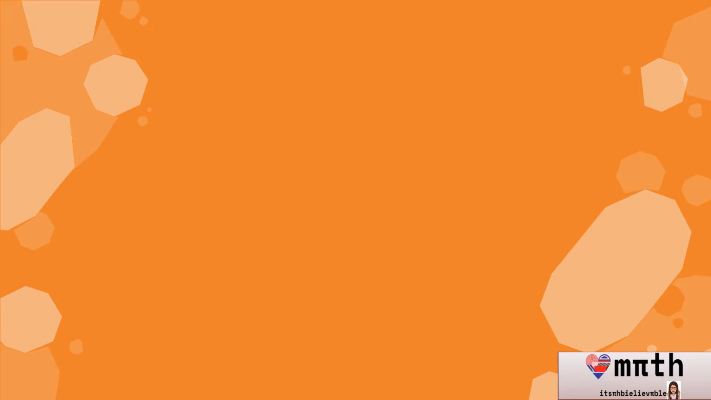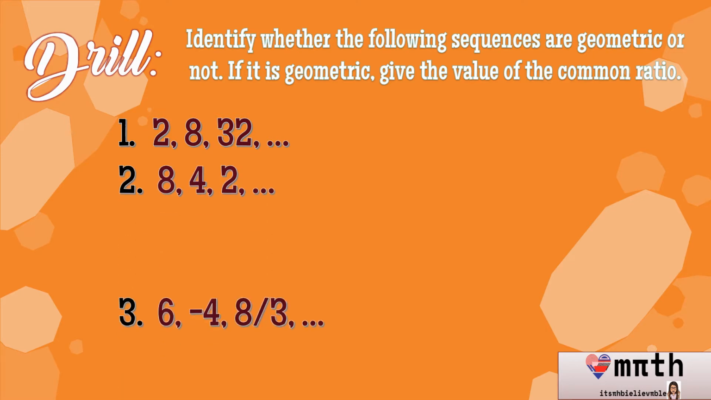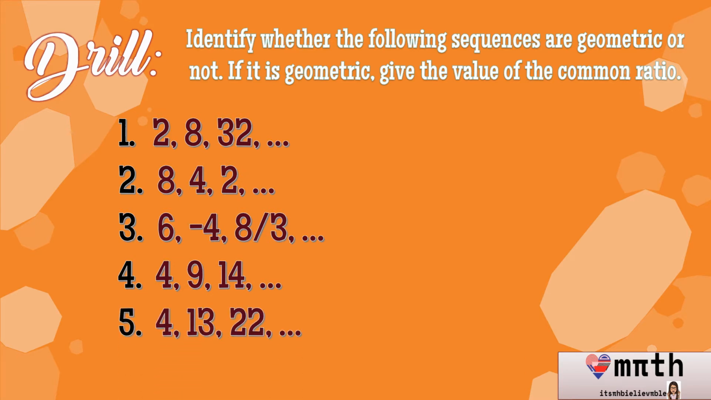Before we move on with our discussion, let us have first our drill. In this drill, you're going to identify whether the following sequences are geometric or not. If it is geometric, give the value of the common ratio. For number 1, we have 2, 8, 32. Number 2, 8, 4, 2. Number 3, we have 6, negative 4, and 8 over 3. Number 4, we have 4, 9, 14. And number 5, we have 4, 13, and 22.